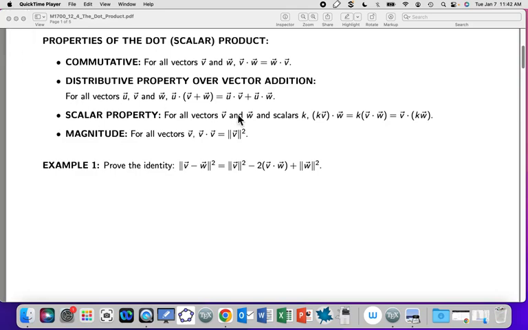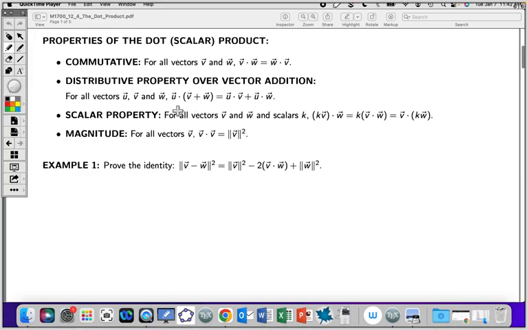The distributive property: if I take u dot (v plus w), I can distribute the u across, giving u dot v plus u dot w. And we have this scalar property. I call this the scalars float. It's a kind of associative property. You can scale a vector v and then dot the result with w. That's going to be the same as multiplying the dot product by the scalar k. That would be the same as scaling w and then dotting it with v. So it's like an associative property, but the scalar just kind of floats to wherever it needs to get to.